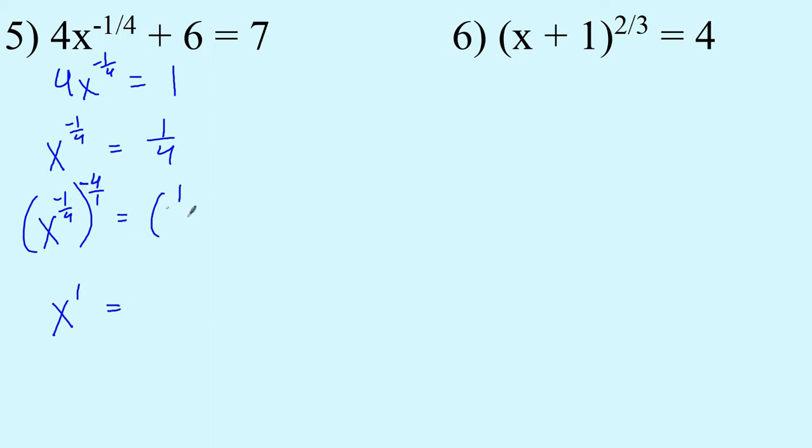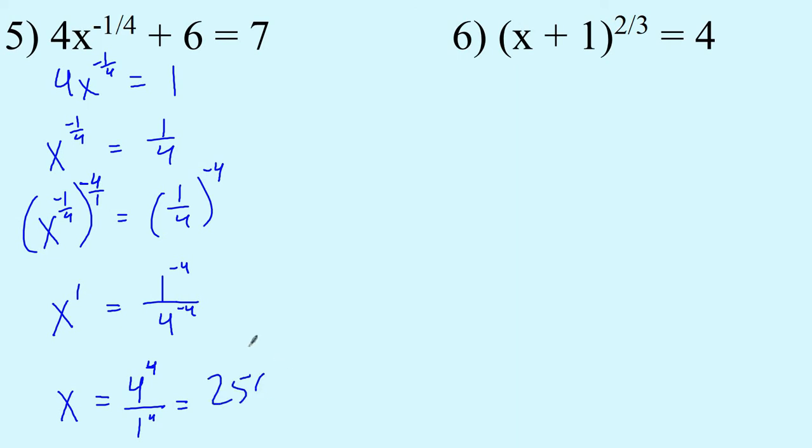So now let's raise this, well, to the negative 4. So that's 1 to the negative 4, 4 to the negative 4. I don't like negative exponents. We'll just flip that. 4 to the 4th over 1 to the 4th. That's a little easier to do. So let's see, that's 2 to the 8th, 256 over 1. There you go.